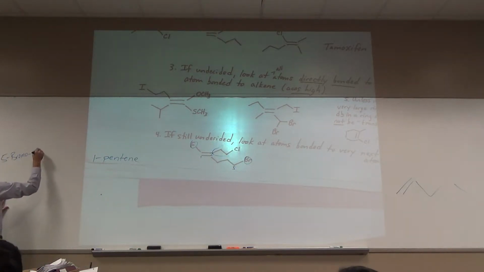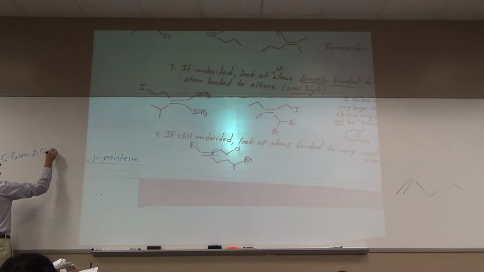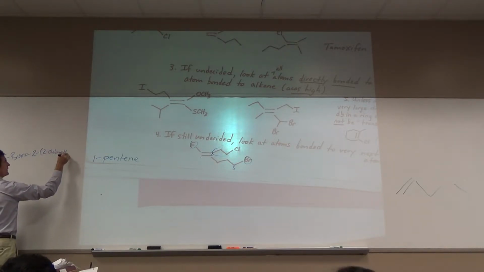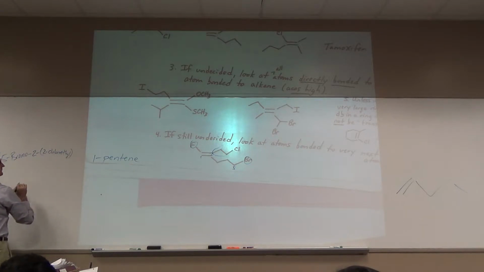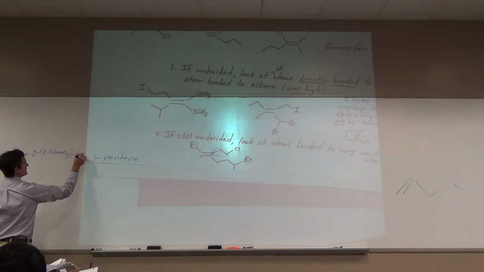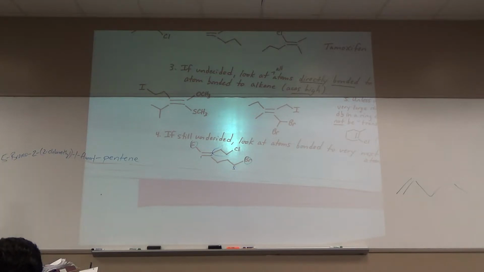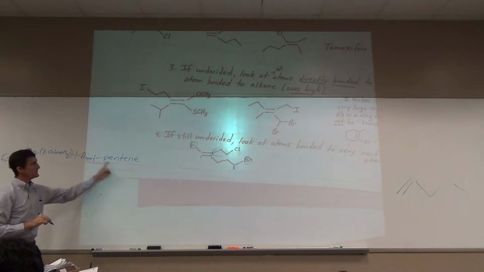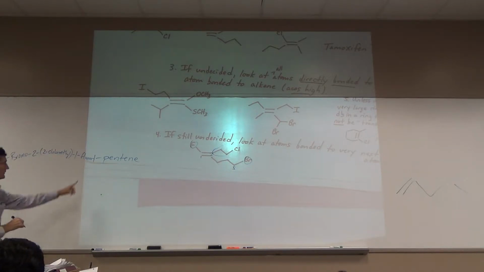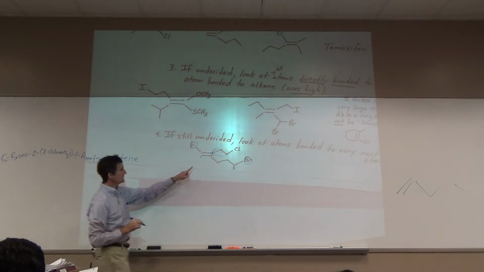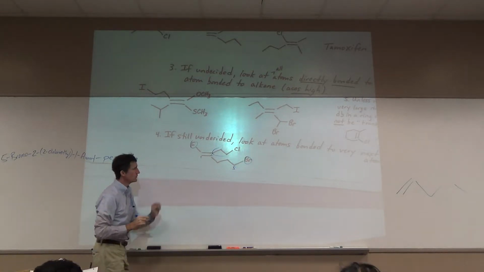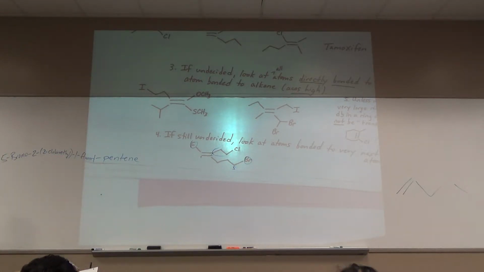At the 2 position, we have a 2-chloroethyl. And then at the 1 position, we have a fluoro. Fluoro is spelled fluoro. 1-fluoro, 1-pentene. This 1 indicates where the double bond is, at the 1-2 position. How's that name look? Is that what you got?